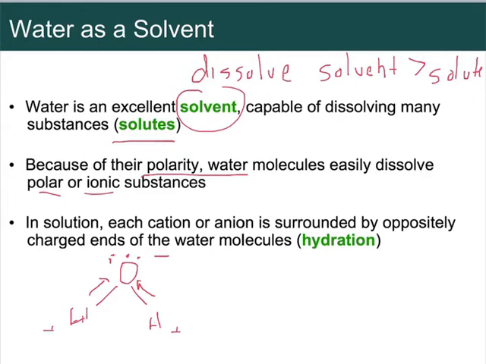When we take a whole bunch of water molecules and put them around a cation or an anion, it's called hydration. So that should kind of make sense. When we're hydrating as people, we're taking in a lot of water. Same thing with molecules. If they're absorbing lots of water, they're being hydrated.